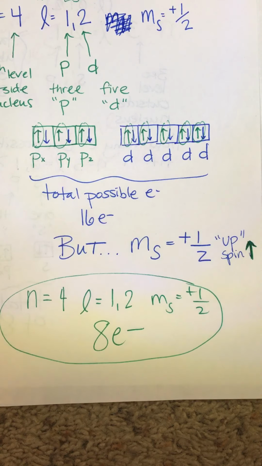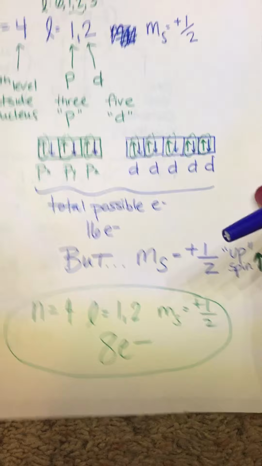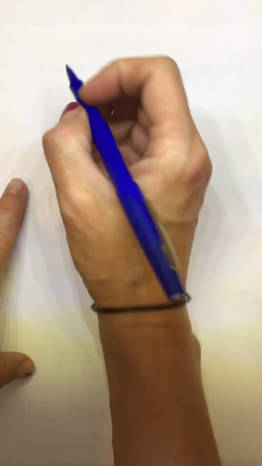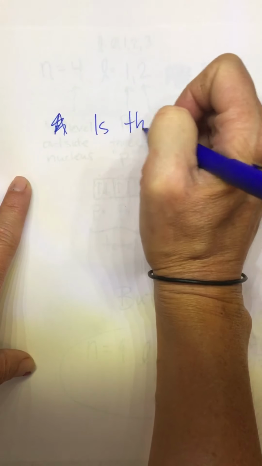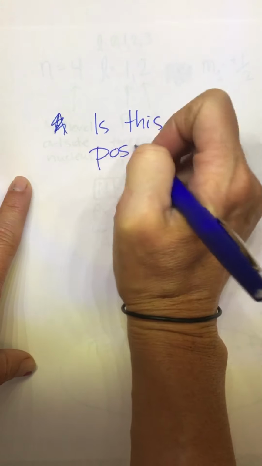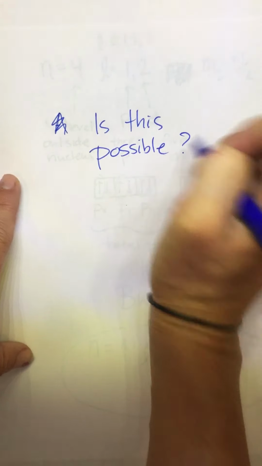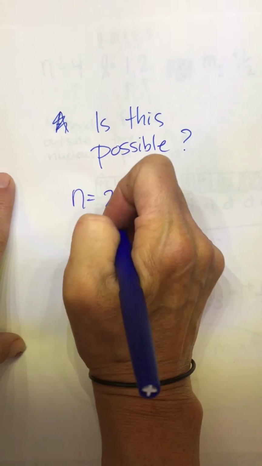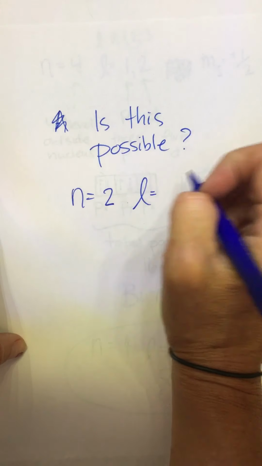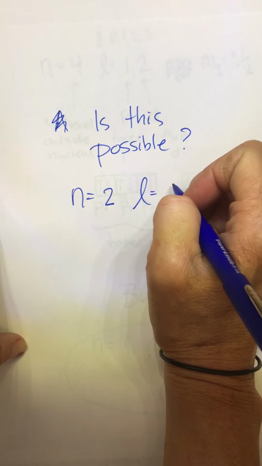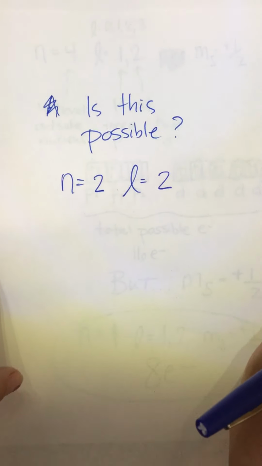Alrighty, so one more example for this video, and then I'm going to upload it to you so you can practice your quantum numbers. Let's say, is this possible? Let's say we're in level 2, and they said our L value was 2, and then they go, is this possible?